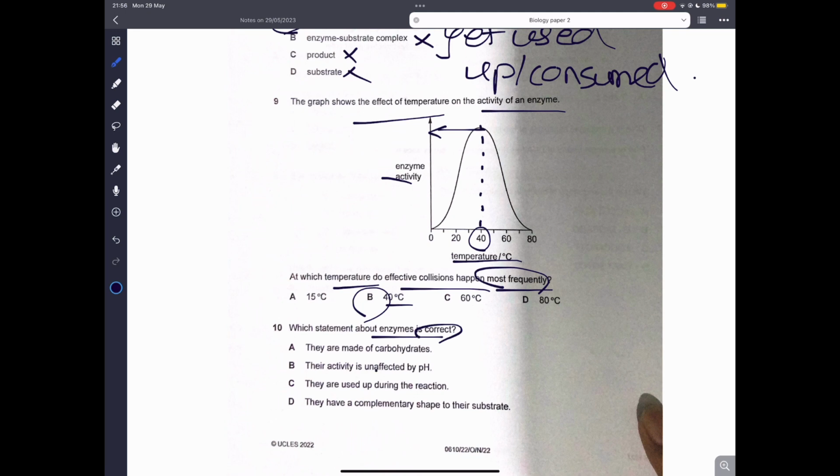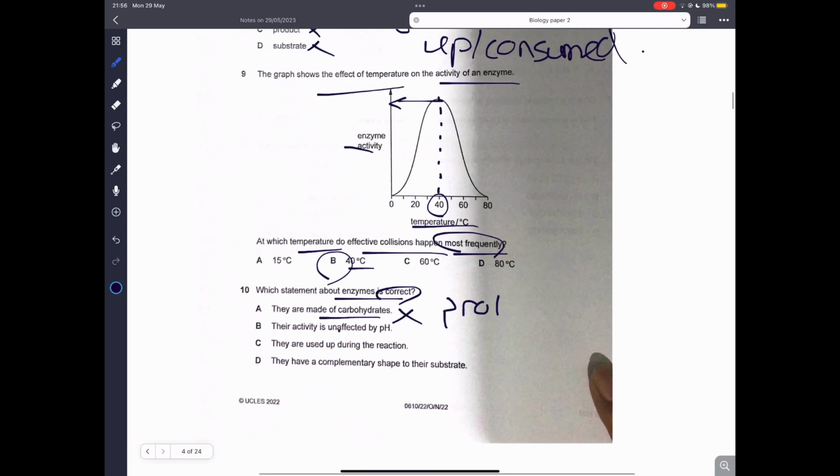Number 10, which statement about enzymes is correct? They are made out of carbohydrates. No, they are not made out of carbohydrates. They are made out of proteins. All enzymes are made out of proteins.